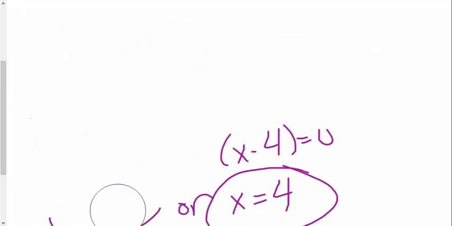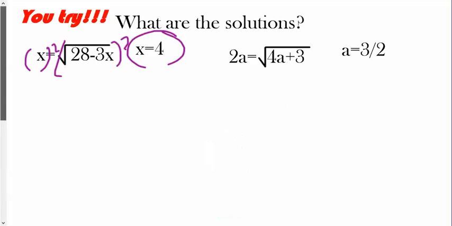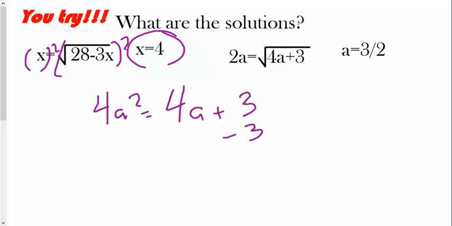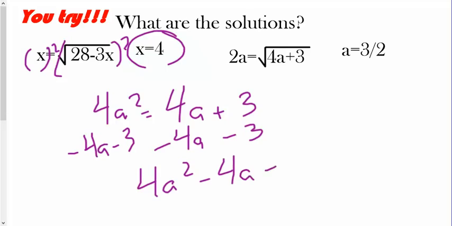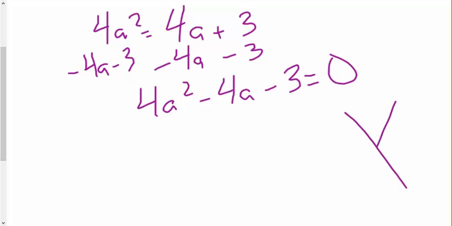This one was probably a little bit harder, and that's where most of you probably got tripped up. So here, I need to square both sides, and that gives me 4a squared equals 4a plus 3. I subtract both of those over, which gives me 4a squared minus 4a minus 3 equals 0. So now I have to think about what two factors multiply together to give me -12 and add up to be negative 4. The answer there is negative 6 and 2.